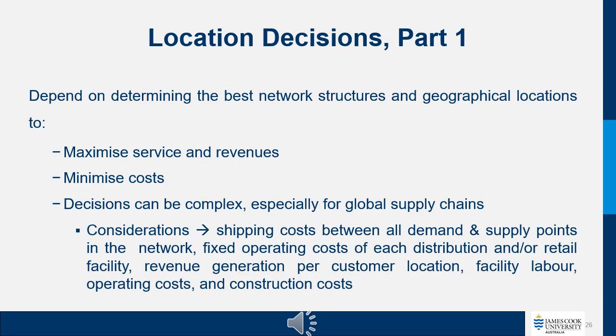Location decision is very important for operations managers and supply chain managers. In determining the best network and geographic locations, they are looking to maximize service and revenue and minimize costs, of course. That's very important, and the decision can be complex, especially for a global supply chain. So we always need to consider shipping costs between all demand and supply points in the network, fixed operation costs of each distribution and retail facility, revenue generation per customer location, facility labor, as well as operating costs and construction costs.